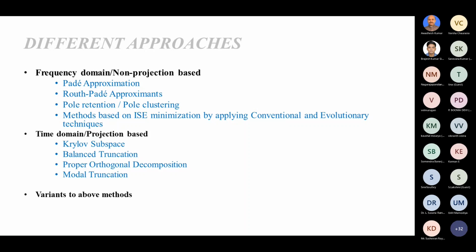Proper orthogonal decomposition method is basically for nonlinear systems. Similarly, model truncation method we can use. So there are combinations of these methods also, and research is going on developing better and better model reduction techniques by combining. Time and frequency domain methods are also combined. Later on, we'll see it if time permits.